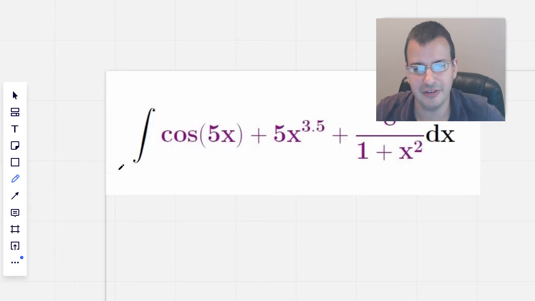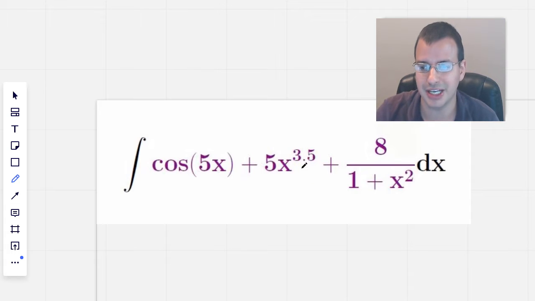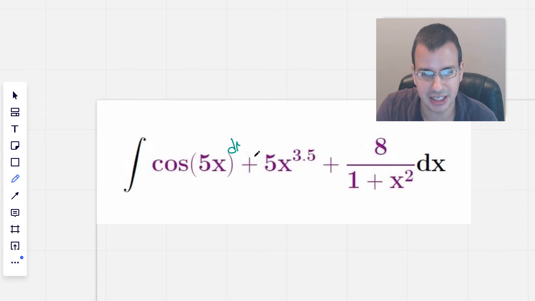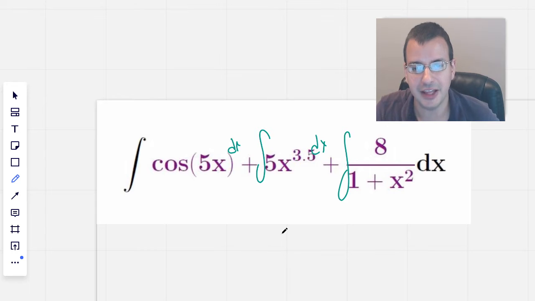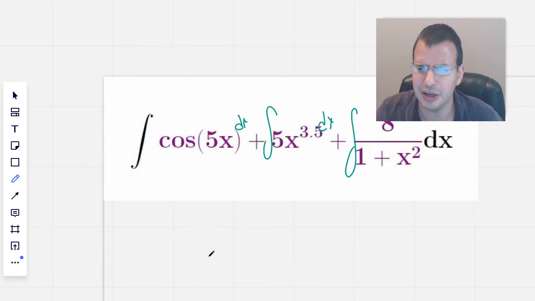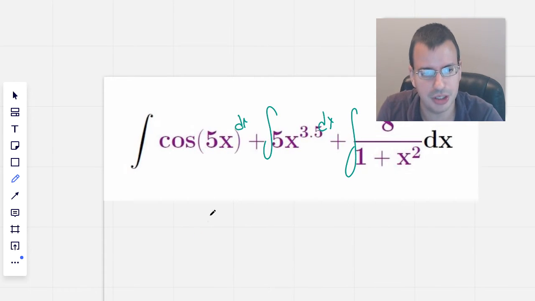Integral of cosine of 5x plus 5x to the 3.5 plus 8 over 1 plus x squared dx. Okay, so we can break each of these up. I'll say integral dx here, integral dx here, integral dx there. And the idea is we're going to look at them each individually, and they don't seem too bad. So I'm just going to start from the left, work my way to the right.